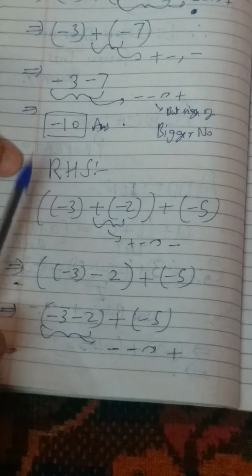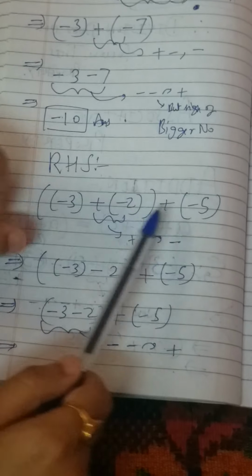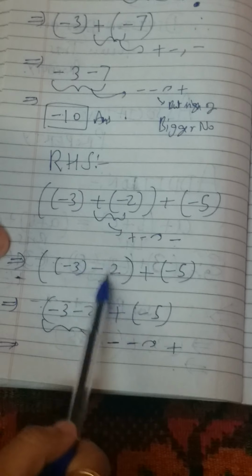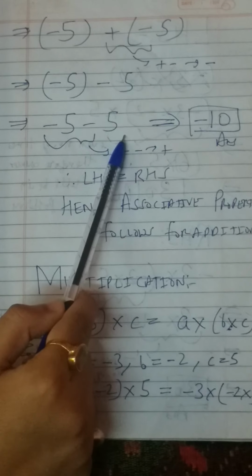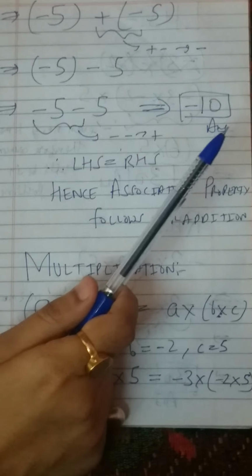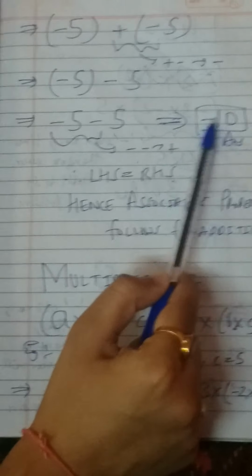So now we solve the right hand side. Right hand side is minus 3 plus minus 2 whole bracket plus minus 5. Similarly, plus minus, new rule: minus 3 minus 2 plus minus 5. Minus 3 minus 2 is minus 5, but the sign comes of the bigger number. Minus 5 plus minus 5, plus minus new rule: minus 5 minus 5. Minus 5 minus 5, minus minus old rule: minus plus. 5 plus 5 is 10, but the sign comes of the bigger number. Here both are equal, so any sign can come, and both have minus sign, so the answer would be minus.